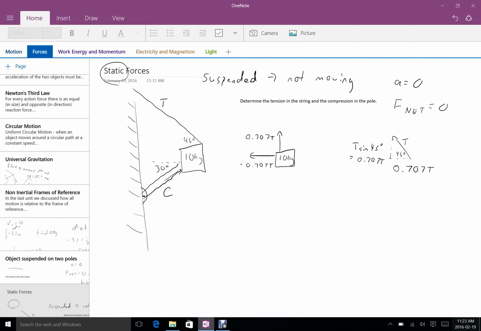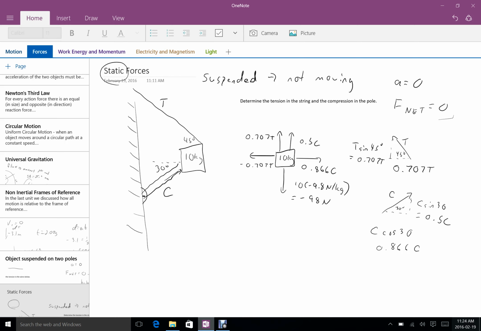Similarly here, the pole is pushing up with some compression, so let's break that apart over here. 30 degrees, C. So this one's C sine 30, which is 0.5 C. And this one's C cos 30, which is 0.866 C. So 0.866 C is the horizontal component. 0.5 C is the vertical component. And the force of gravity acting on this is 10 times negative 9.8 newtons per kilogram, or negative 98 newtons.